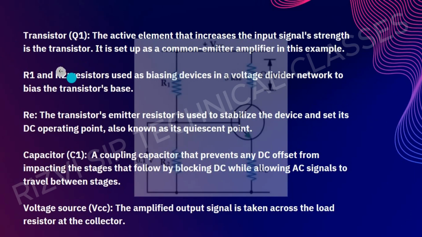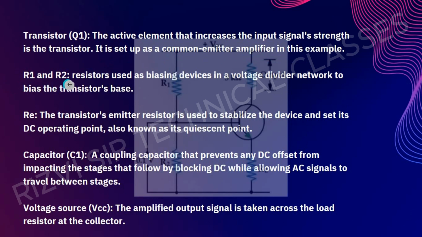Let's see how it works. Transistor. What is a transistor? As we have already discussed in previous videos, but just to recall, the active element that increases the input signal strength is the transistor. It is set up as a common emitter amplifier in this example.